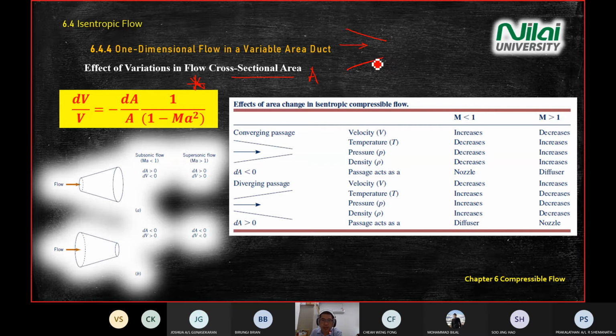So what happened in this setup is that if you have a duct, I draw a cone. What happened to the flow from point 1 to point 2? Point 1 is here, point 2 is here. What happened to the velocity? In this table, if you have inlet Mach number less than 1, meaning your speed is very slow, from big area to small area, velocity is going to increase at point 2. Meaning, let's say your velocity at V1 is 50 meter per second, if you have a converging passage, when you reach point 2, it will be more than 50 meter per second.